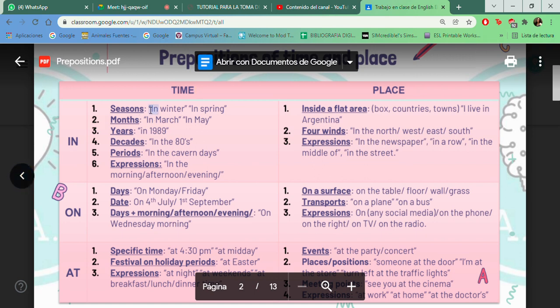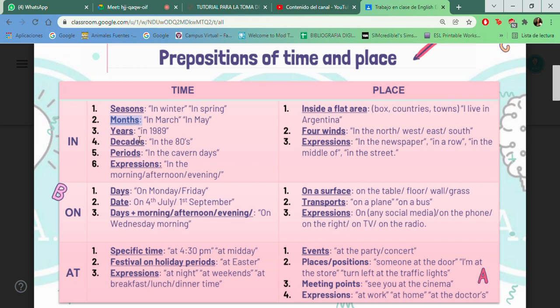So when do we use in? We use it for seasons, months, I would say long periods of time. Lo podemos decir como largos periodos de tiempo, ¿no? Because seasons, months, years, decades, okay, are long periods of time, right? So in that case, we use in winter, in spring, in March, in May, in 1989, in the 80s, in the cavern days, for example.